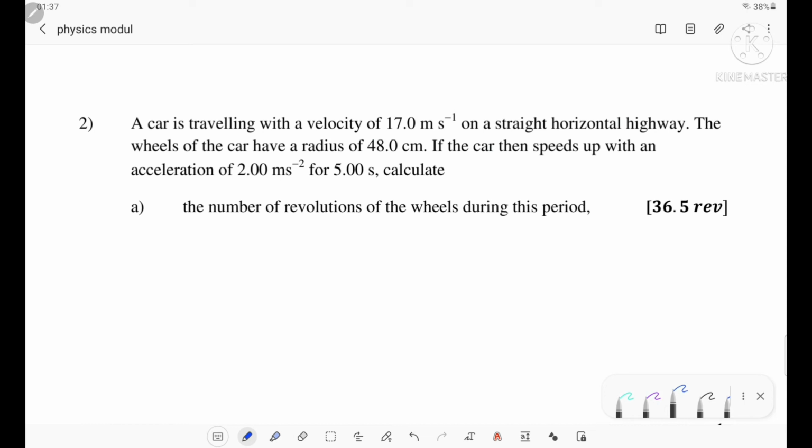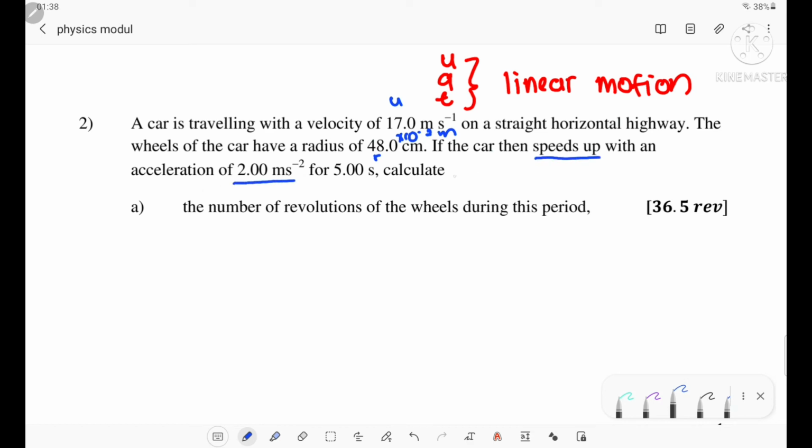Second question. A car is traveling with a velocity of 17 meters per second on a straight horizontal highway. The wheels of the car have a radius of 48 centimeters. So 48 centimeters you need to convert into meters first, so 48 times 10 to the power of minus 2 meters. The car then speeds up with an acceleration of 2 meters per second squared for 5 seconds. Calculate the number of revolutions. So now you need to calculate theta of the wheels during this period.